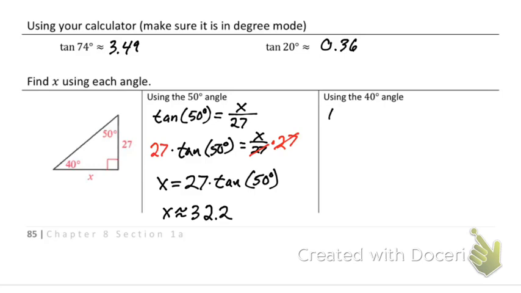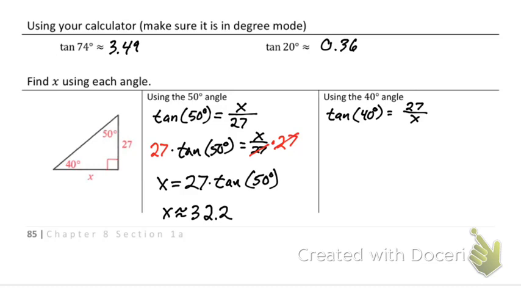Our next one is use the 40 degree angle. So if I'm using the 40 degree angle, we'd have tangent of 40 degrees is going to equal, now we're going to have something a little different because now I'm on the 40 degree angle. What is tangent of 40 degrees going to equal? Grace? 27 over x. 27 over x.